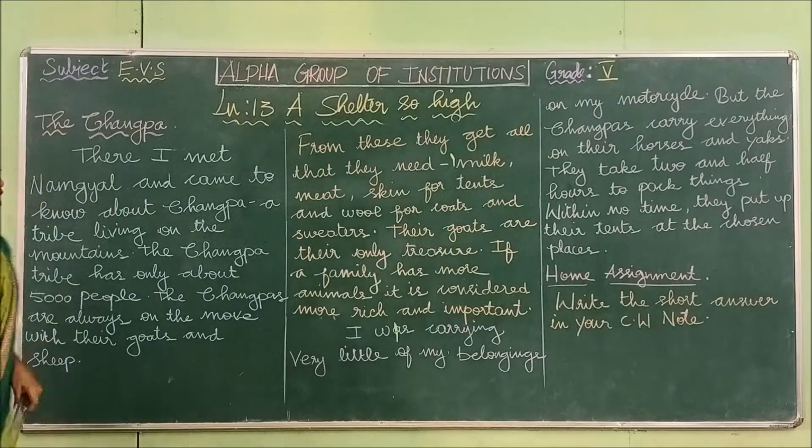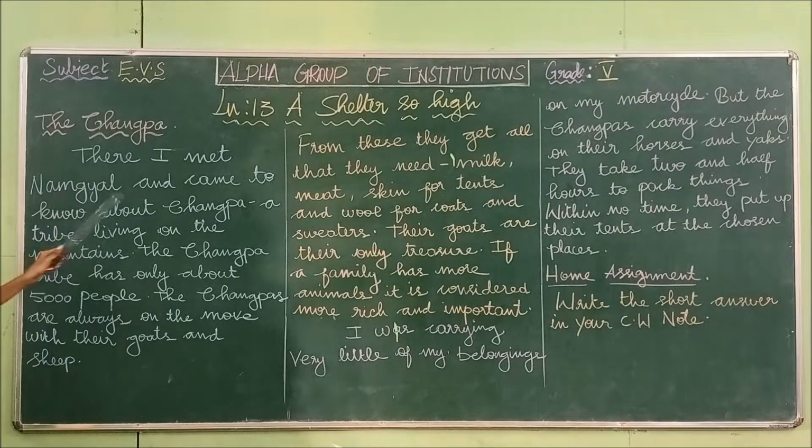The next topic we are going to see is the Champa. There I met Namgyal and came to know about Champa, a tribe living on the mountains. The Champa tribe has only about 5,000 people. The Champas are always on the move with their goats and sheep.